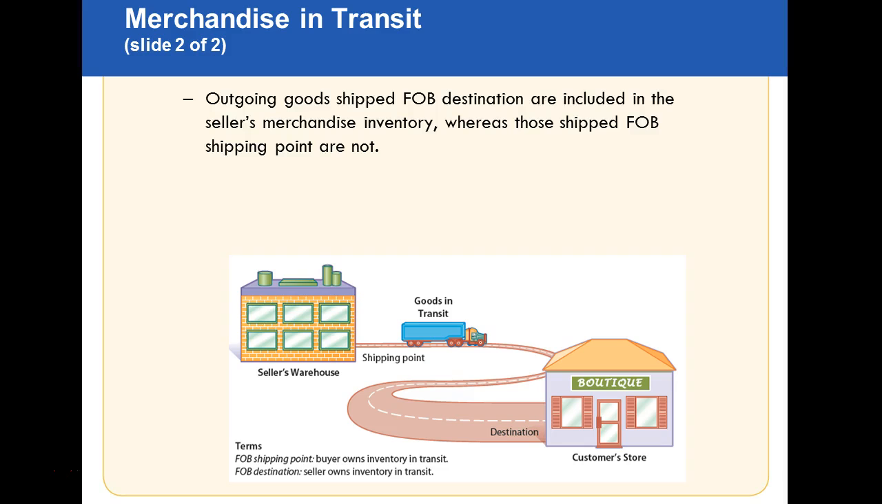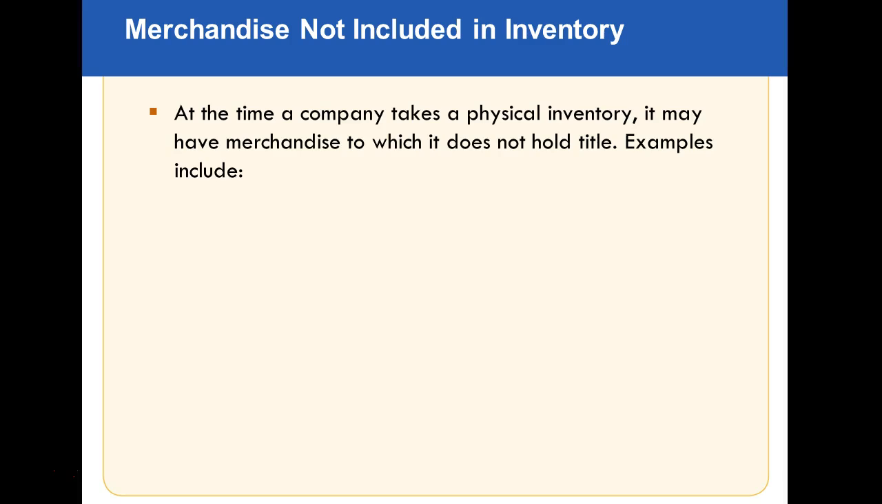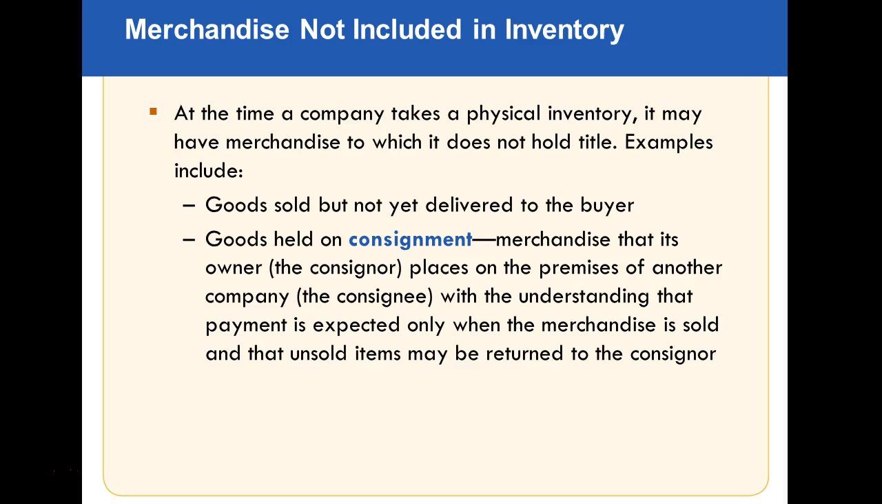Outgoing goods shipped FOB destination are included in the seller's merchandise inventory, whereas those shipped FOB shipping point are not. Incoming goods shipped FOB shipping point get included in the buyer's merchandise inventory, but those shipped FOB destination do not. At the time a company takes a physical inventory, it may have merchandise to which it does not hold title. Examples: goods we've sold but haven't delivered yet. We're still going to have title to those goods. They're sitting in our warehouse. We haven't delivered them yet.